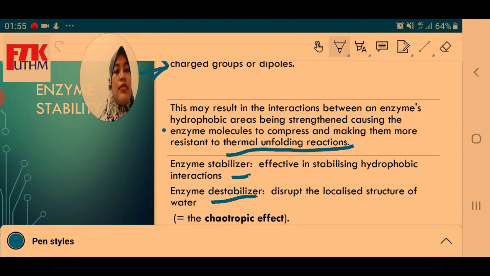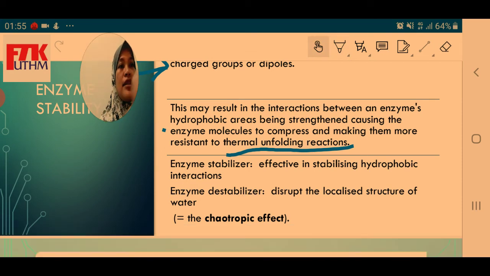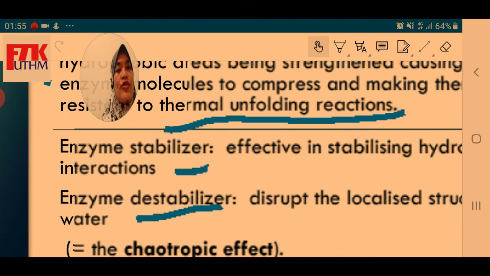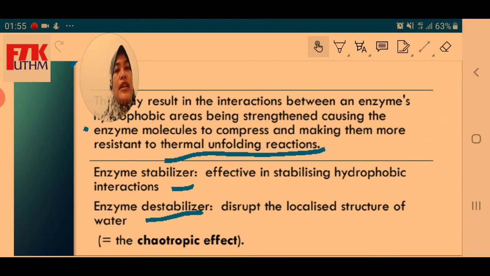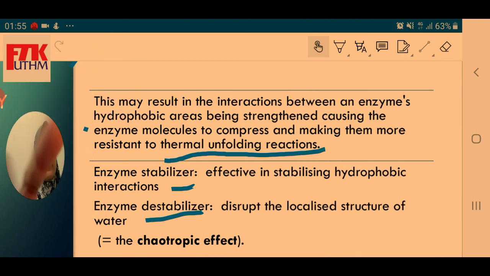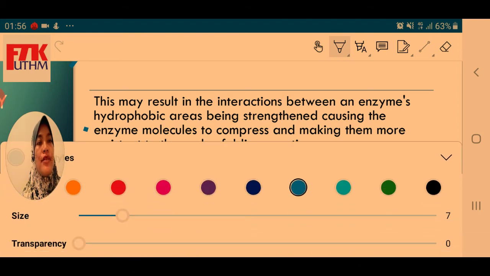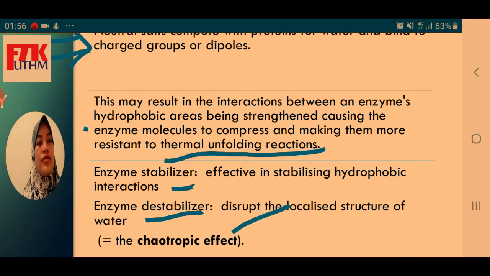Enzyme stabilizer is effective in stabilizing hydrophobic interaction, whereas enzyme destabilizer disrupts or destabilizes the enzyme by disrupting the localized structure of water. So this is an anti-stabilizing effect. This is called the chaotropic effect.